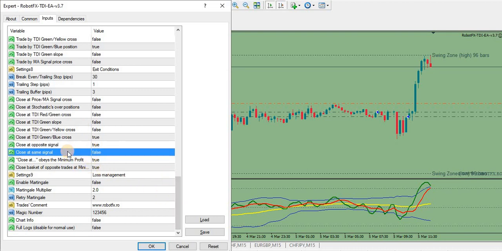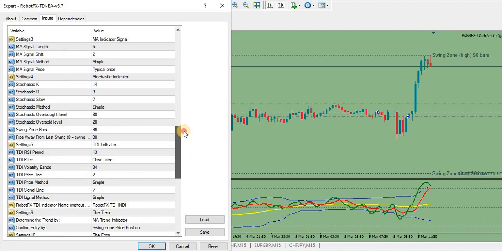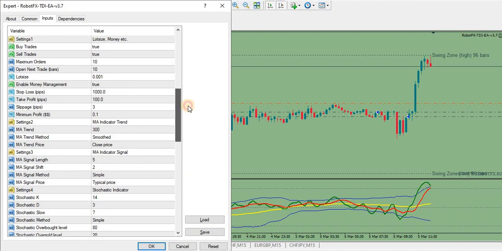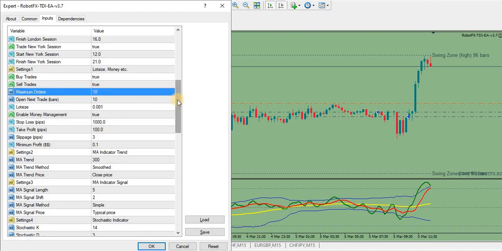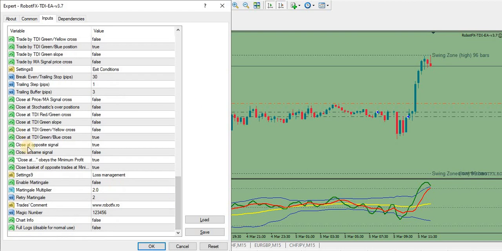Also, the option to close at the same signal, that basically means that you will have only one trade on the chart at all times, and that the maximum number of orders will not apply anymore, because if a same signal happens on the chart, the expert advisor will close the previous trade and it will open the next one.